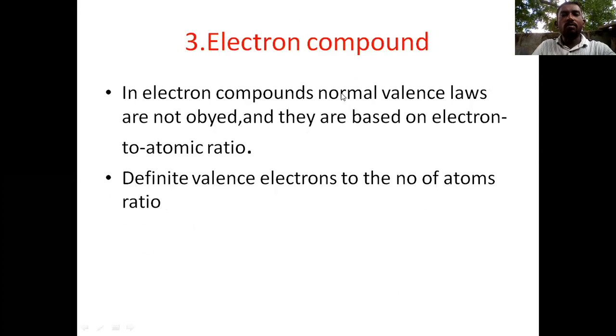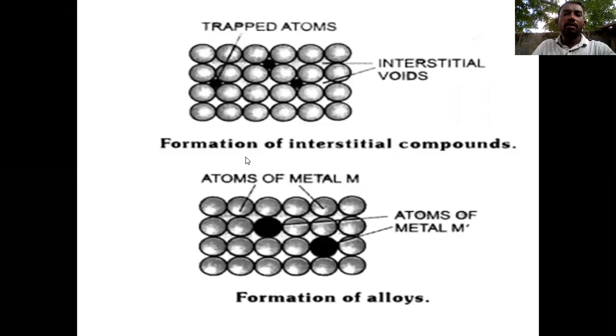Next, the third one is the electron compound. In electron compounds, normal valency laws are not obeyed, and they are based on the electron to atom ratio. A definite valency electron to number of atoms ratio is called an electron compound. So this is the electron compound.